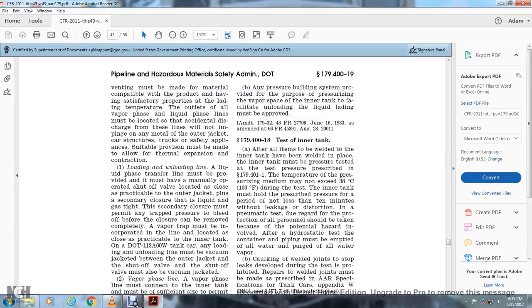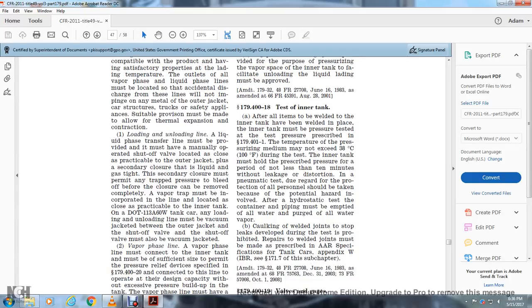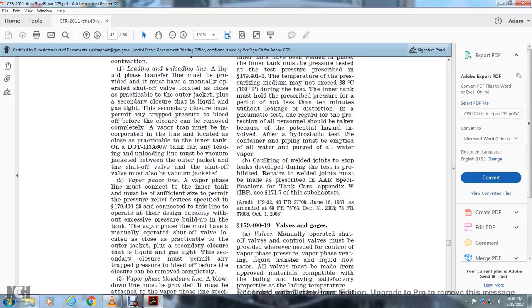A liquid phase transfer line must be provided, with a manually operated shutoff valve located as close as practical to the outer jacket, plus a secondary closure with a liquid and gas type seal. The secondary closure must be permanent, with any trapped pressure relieved before the closure can be removed completely. The vapor trap must be incorporated within the line, located as close as practicable to the inner tank on DOT 111, 3A60W tank cars. Any loading or unloading line must be vacuum jacketed between the outer jacket and the shutoff valve, and the shutoff valve must also be vacuum jacketed.